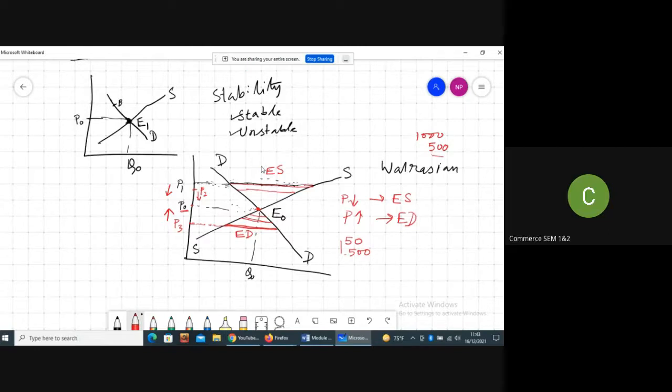Now again, look, as price increases, the amount of excess demand will decrease. So there is an inverse relationship between price and excess demand. So we can call this equilibrium point a Walrasian stable equilibrium. Walrasian stable equilibrium. Fine.